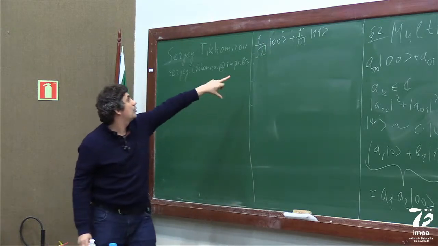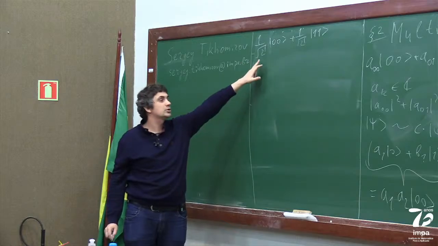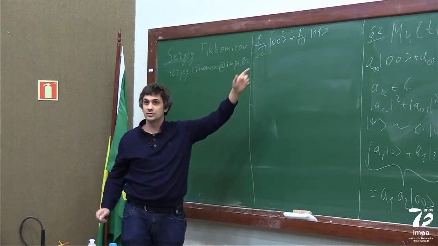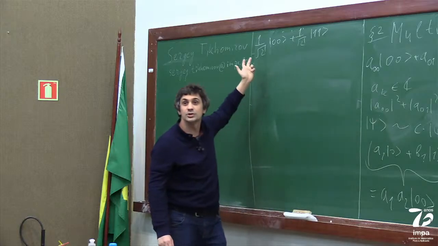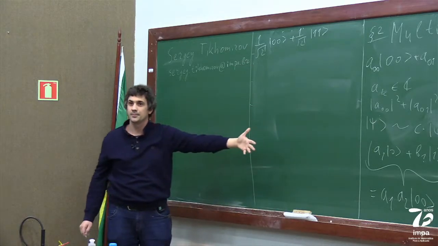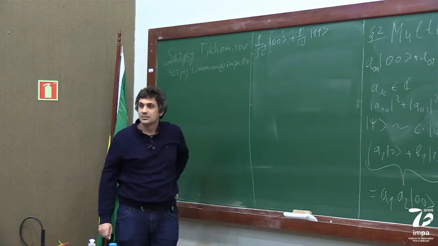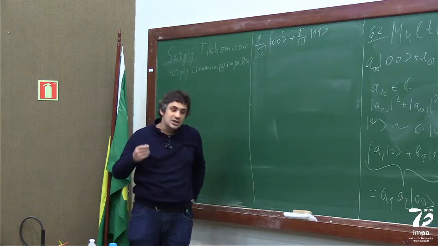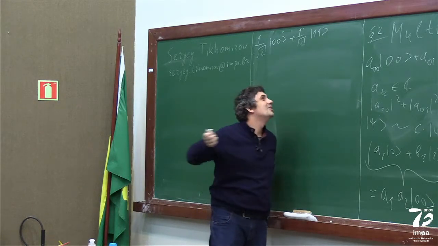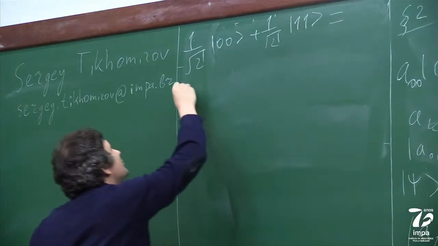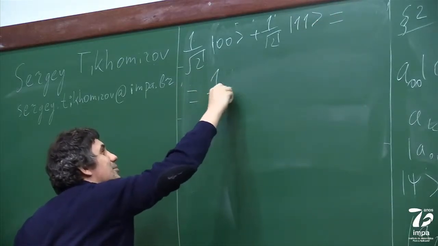The coefficient is 1 over square root of 2 because the normalization condition is about squares, so this is 1 half plus 1 half equal to 1. So this is exactly the next step.